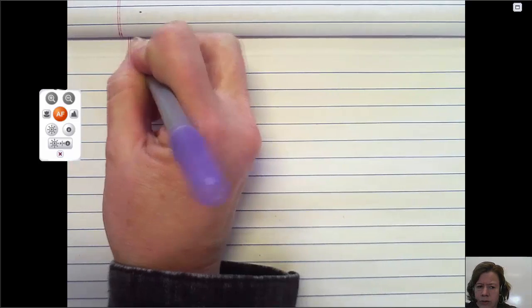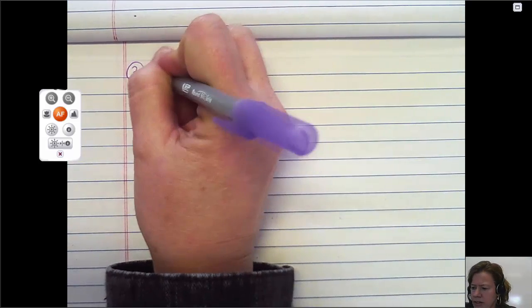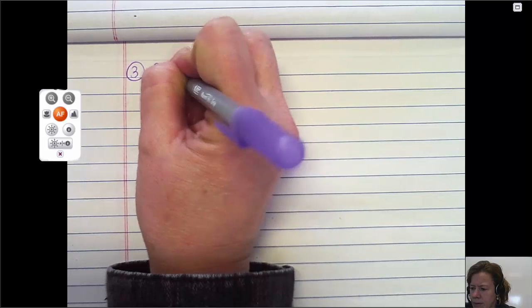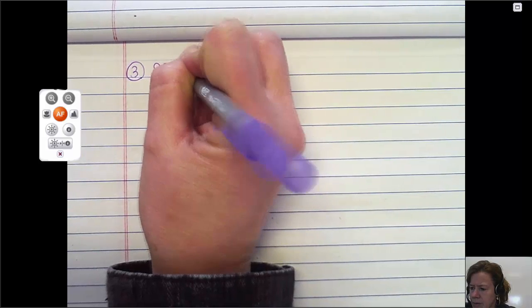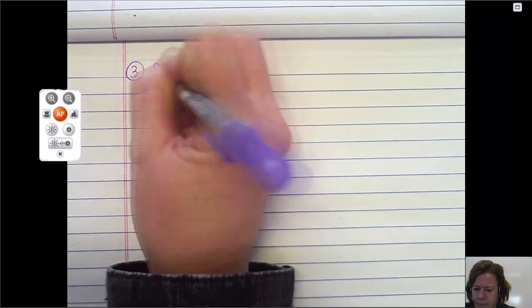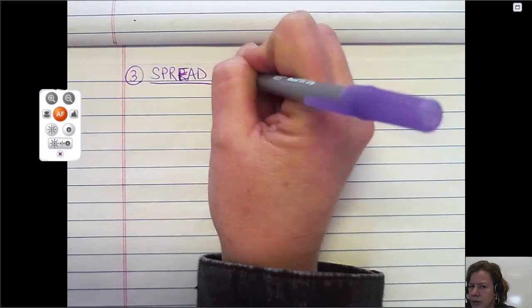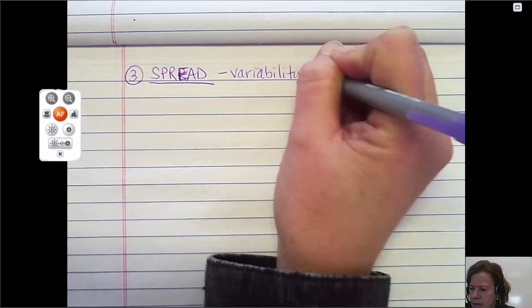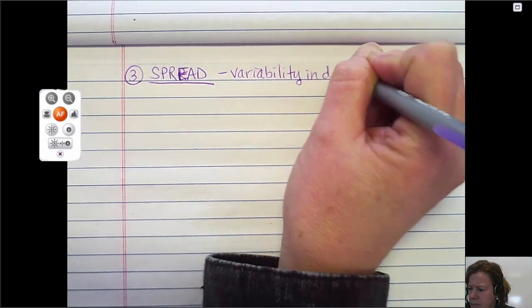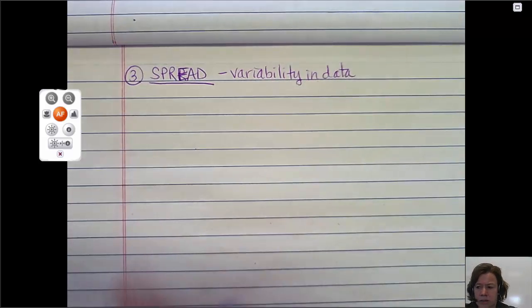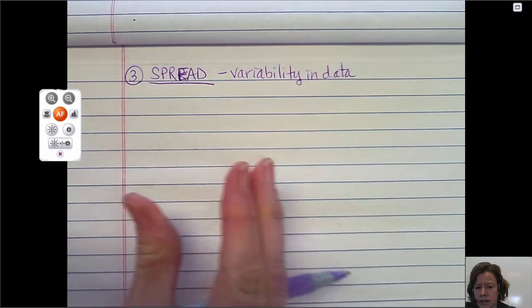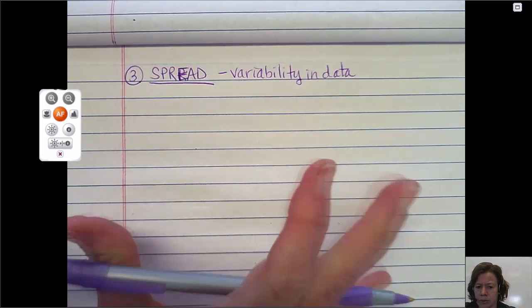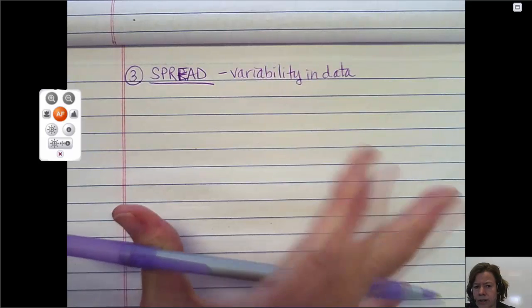The third and final way we describe data is its spread. That's talking about the variability in the data. How spread out is my data? Is it really consistent? Is it a nice kind of narrow graph? Or is it all over the place? Is it a really wide graph? That's a measure of spread.